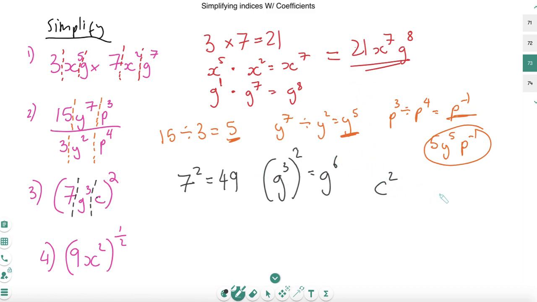So now we just combine 49 g to the power of 6 c squared, and that is our final answer. Last one before we get to some harder ones.